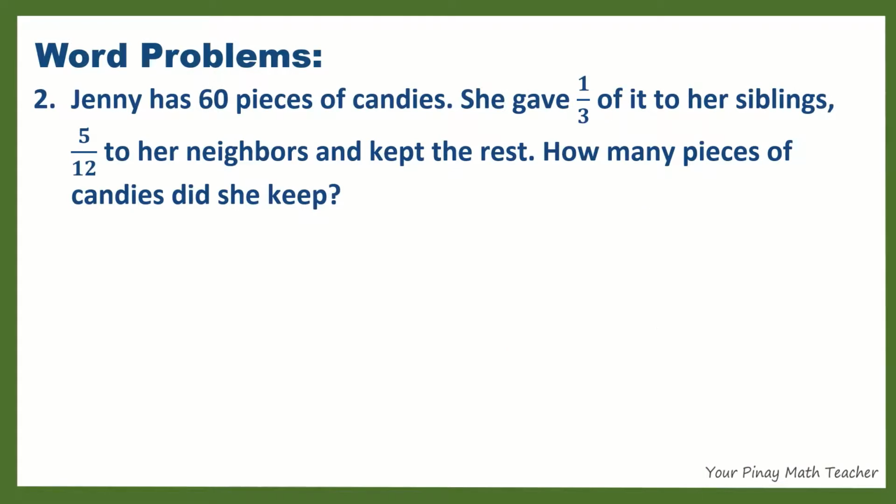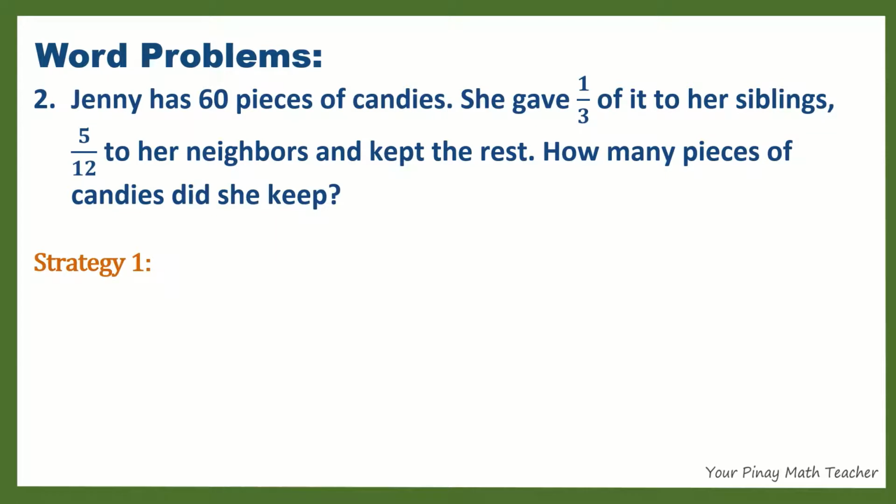Number 2. Jenny has 60 pieces of candies. She gave 1/3 of it to her siblings, 5/12 to her neighbors, and kept the rest. How many pieces of candies did she keep?